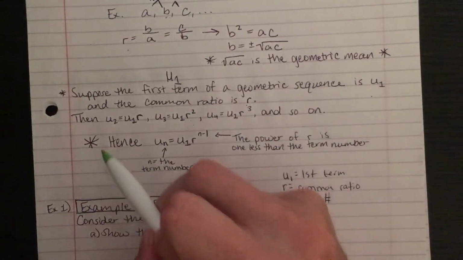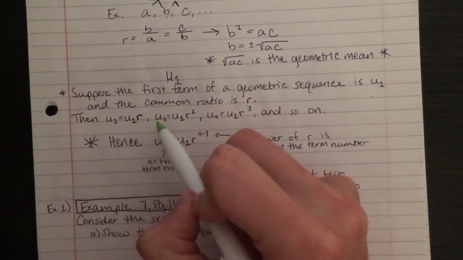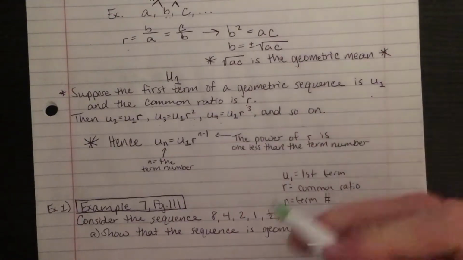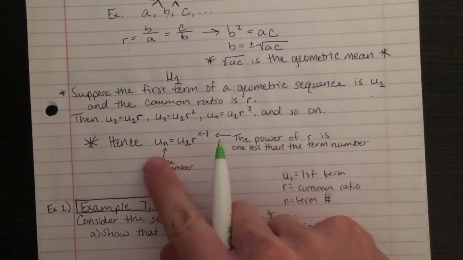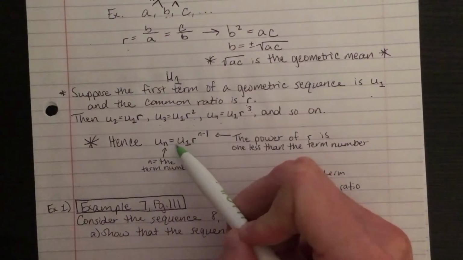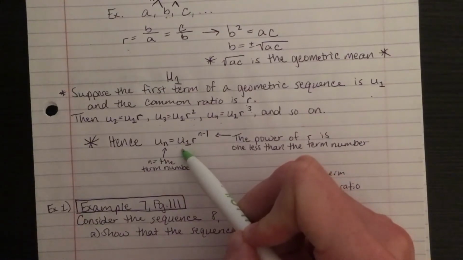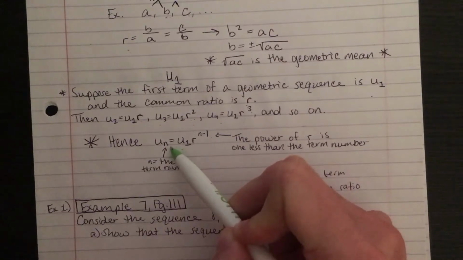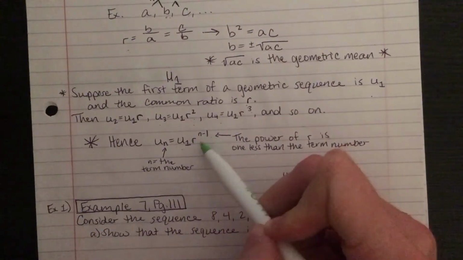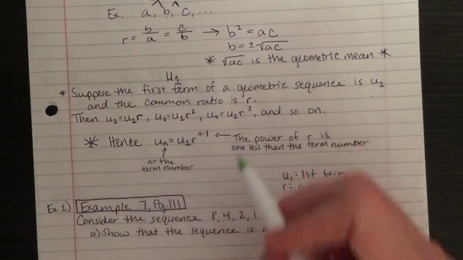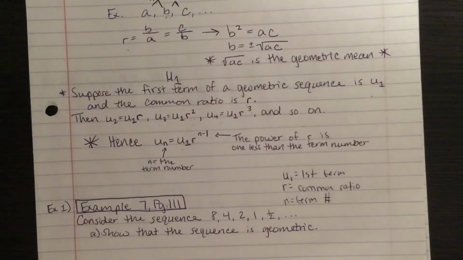A general pattern you can see here: for the second term, you do r once; for the third, you do r twice; for the fourth, you do r 3 times. As a general rule, the explicit formula to get any term is the first term multiplied by r to the n minus 1 power. Whatever n is, you're going to multiply by r n minus 1 times. So this right here is our explicit definition, our general formula for this.